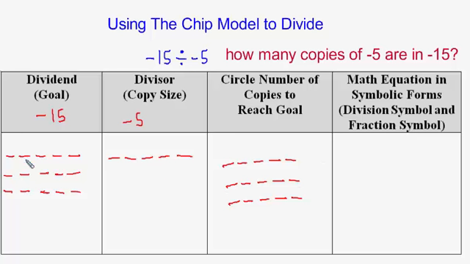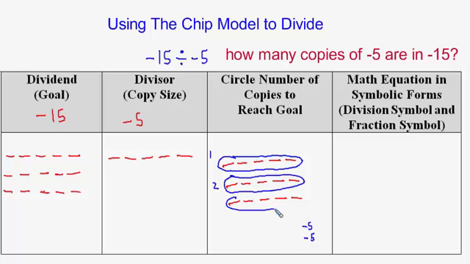Now what I need to do is take those 15 chips, which I arranged into rows of 5 negative chips, and circle the number of copies it took to reach my goal. My first copy gave me negative 5. You could think of that as the number negative 5. And to that I added my second row of negative 5. So here's my second copy, and you can think of it as we added another negative 5 to the problem.